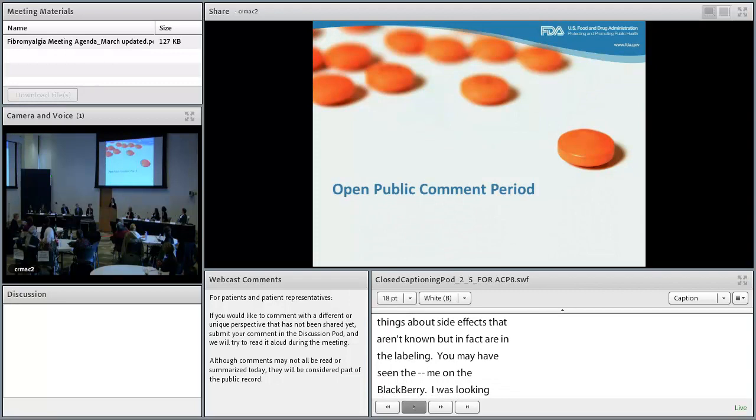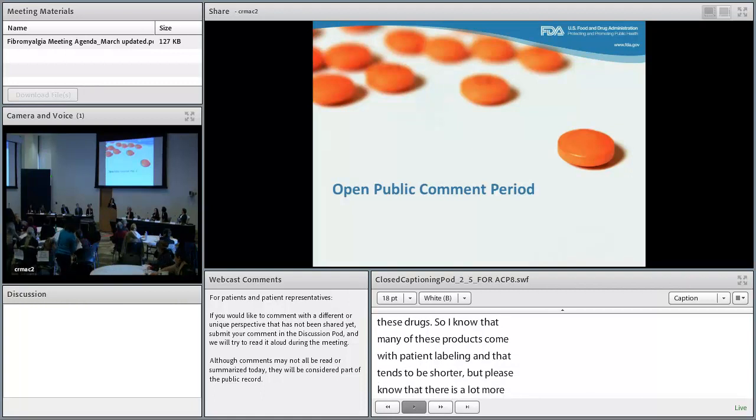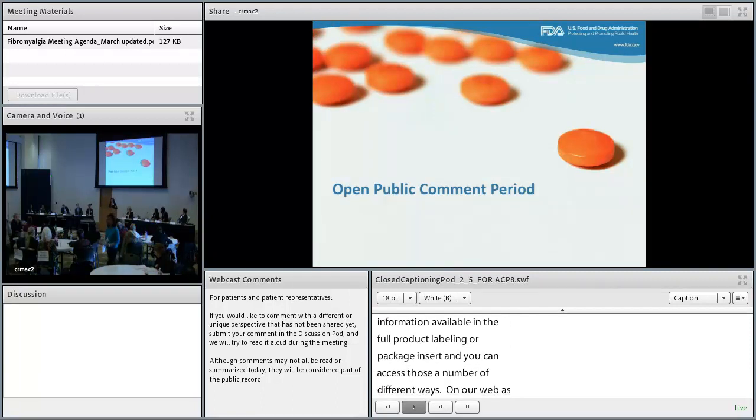I was looking some things up to be sure that I didn't misspeak. But some of the side effects, including sexual dysfunction and some others, are actually listed for some of these drugs. So I know that many of these products come with patient labeling, and that tends to be shorter. But please know that there's a lot more information available in the full product labeling, or package insert we call it, and you can access those a number of different ways on our web as well as other resources.